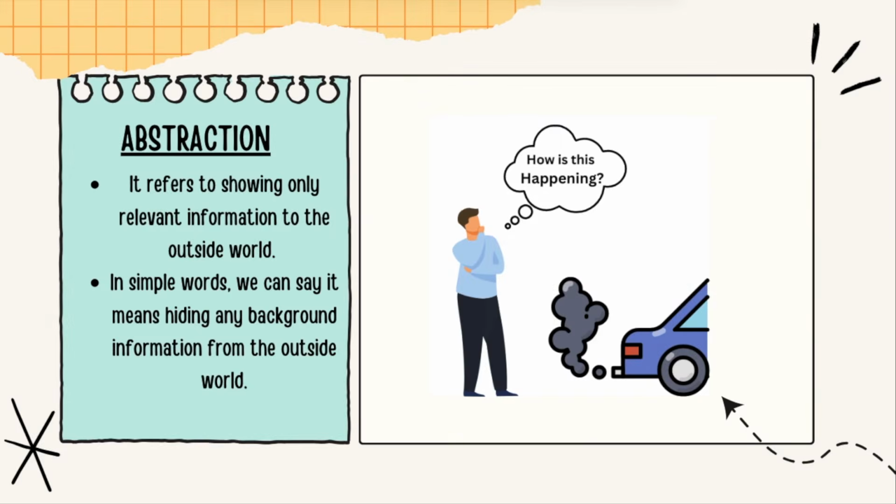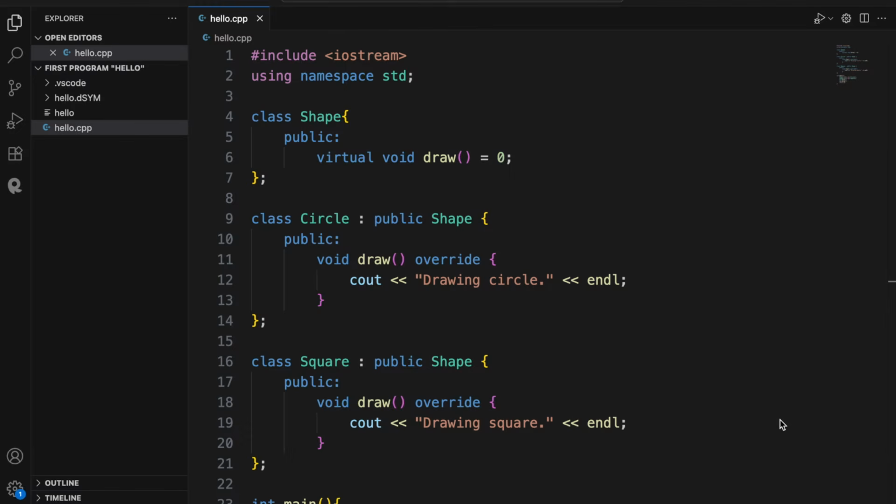The next concept is abstraction. Abstraction in C++ focuses on simplifying complex systems by hiding unnecessary implementation details and exposing only the essential features or functionalities to the user. It allows you to create a clear separation between what an object does and how it does it. Just like when you drive a car, you press the accelerator, but you don't need to know how the engine works inside. Let's understand abstraction with this program here.